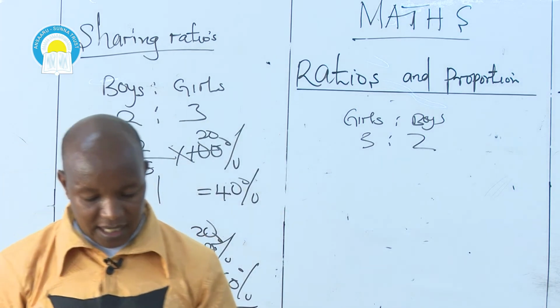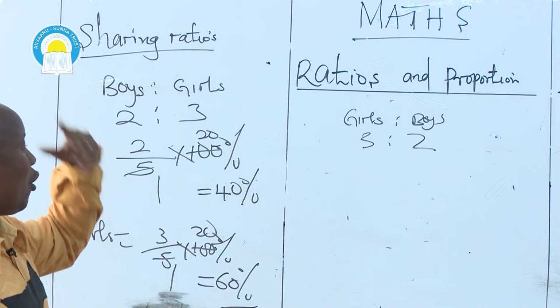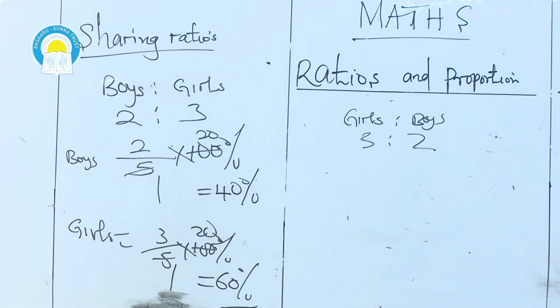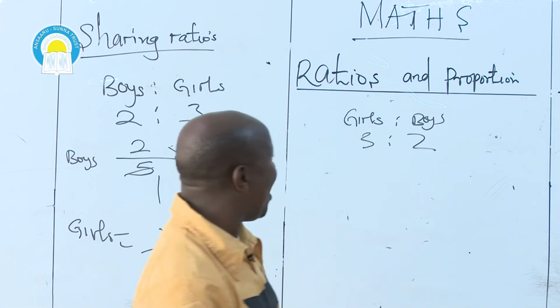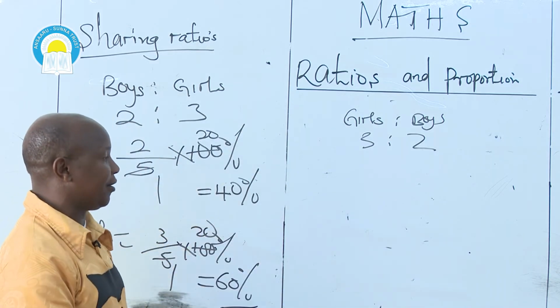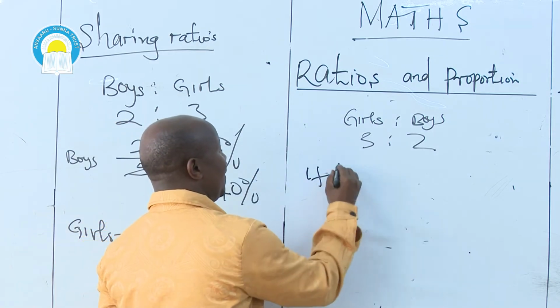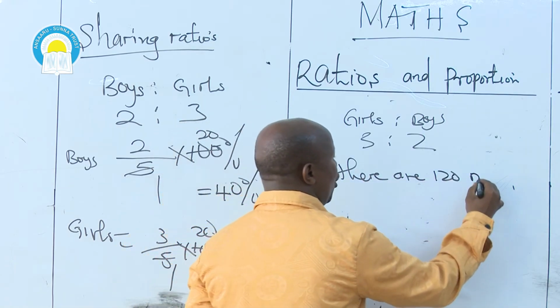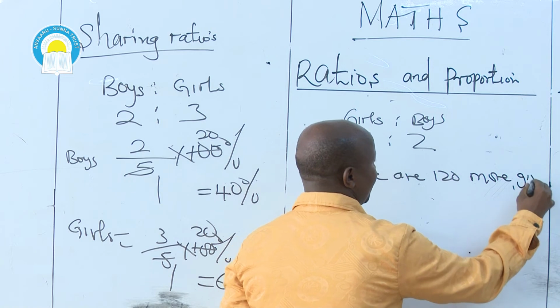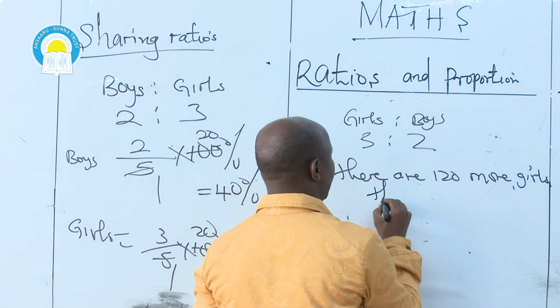Now, if there are 120 more girls than boys, understand the trick of this examiner. If there are 120 more girls than boys.